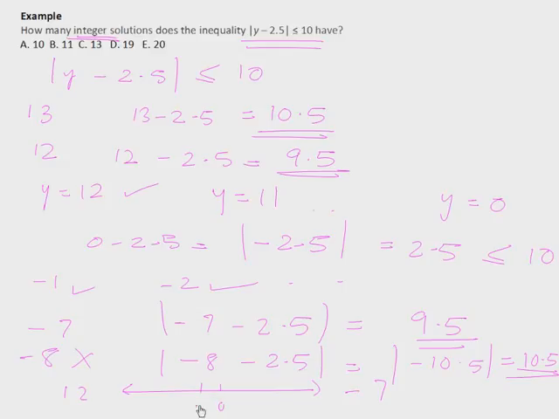Go 12 to 1, that's 12 of them. Then there's 0, that's 13. And then go minus 1 to minus 7, that's 7 more. 13 plus 7 is 20. So there are 20 solutions. And the answer is E.